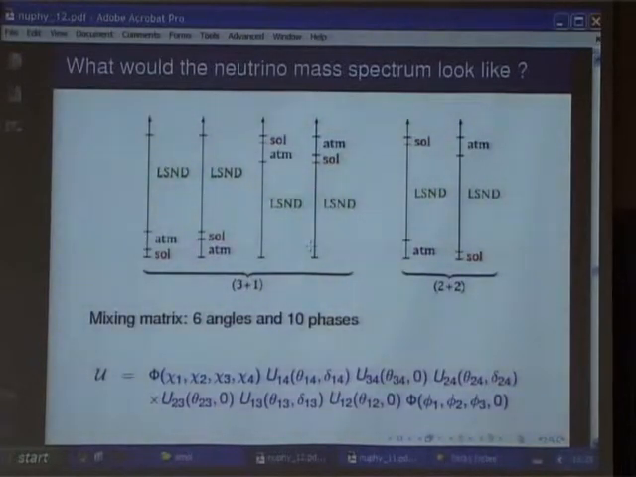These four ways are the ones in which the LSND neutrino is far away, and atmospheric and solar are very close together, just like what we had earlier. These are called 2+2 cases, where atmospheric and solar are not close together but far away. But this is a historical thing. Now we don't talk about this. Of course, these two are the main scenarios. In principle, you would like to distinguish between these two.